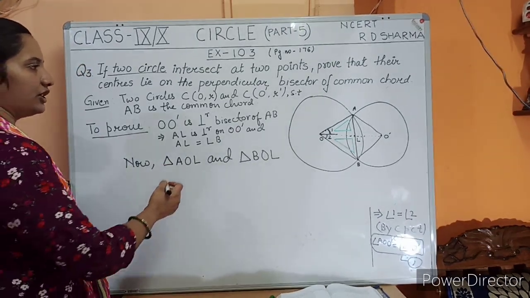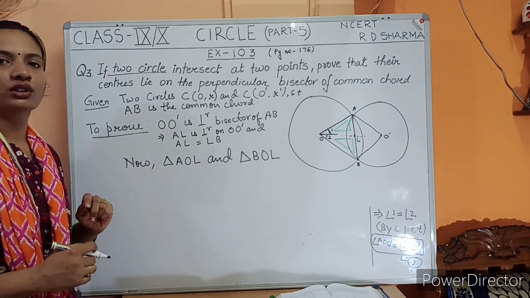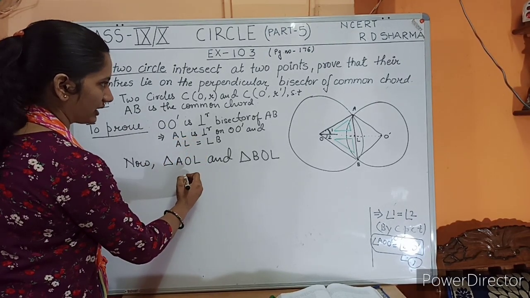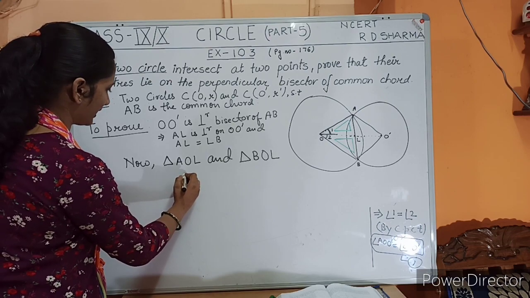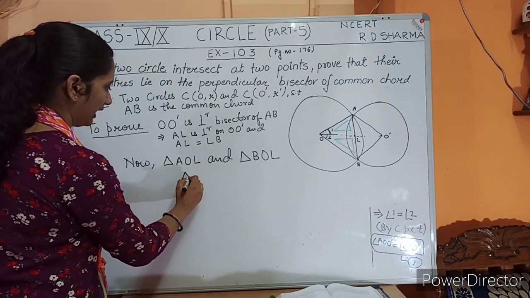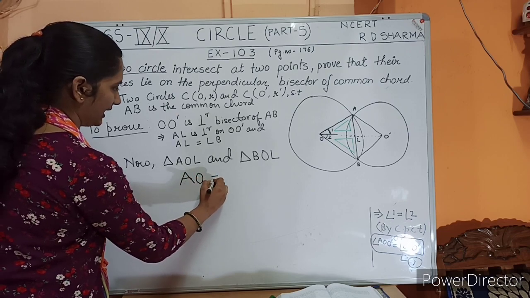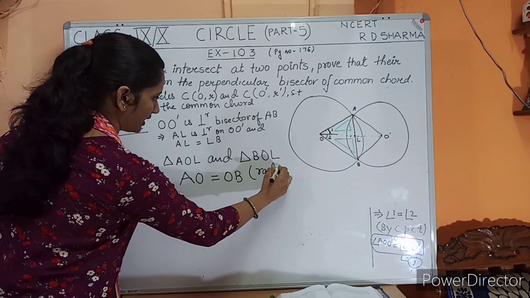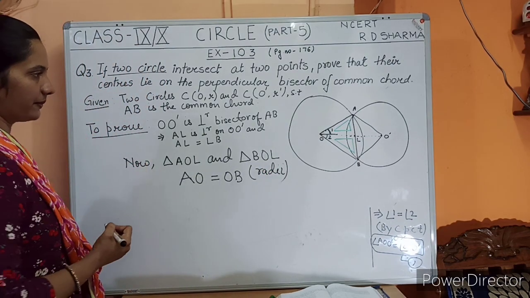Now we need to prove that these two triangles are also congruent to each other. So how do we do that? Just look here. We can write AO is equal to OB, because they are the radii, isn't it? Radius of the same circle.